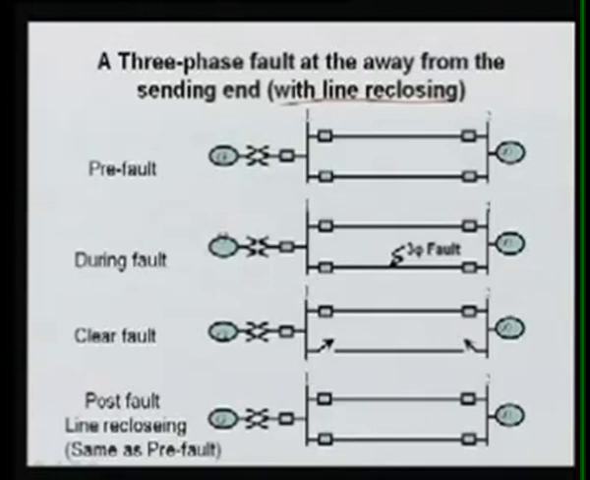Here our pre-fault system is as usual in the previous case. During the fault we have the three-phase fault. Now the fault is cleared by tripping, and the line is reclosed with the help of the reclosing facility of the circuit breaker after a few cycles, and now again your system configuration is similar to the pre-fault condition. So what will be the scenario?